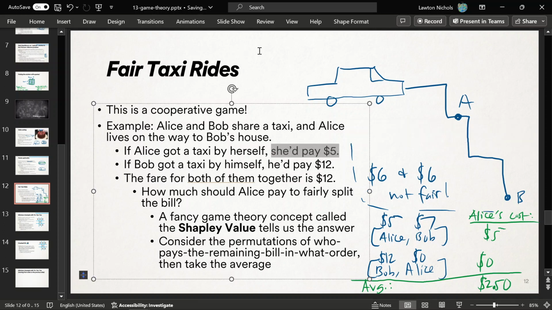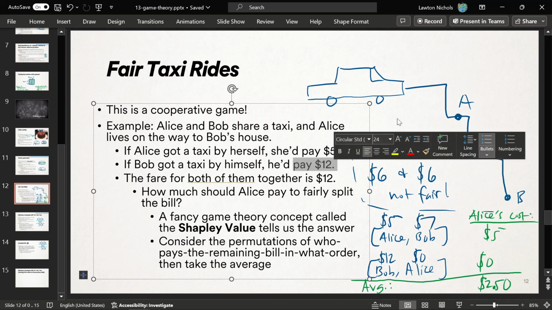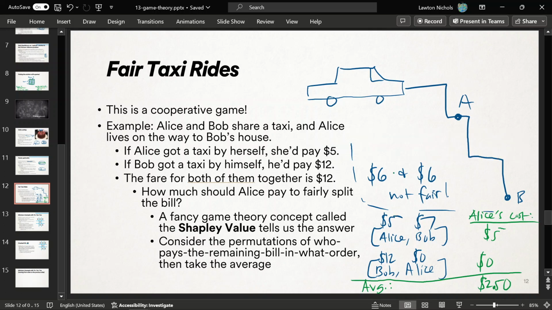That's still less. And then Bob will split the rest. He'll be like, is it $9.50, I guess? He's still saving money. And then Alice doesn't have to pay like $6 because that would be like splitting it. That's too much. Might as well go by yourself in that case. But over these possible outcomes, if you take the average, apparently $2.50 comes out. And that is how much Alice should pay. That's one way to calculate it.